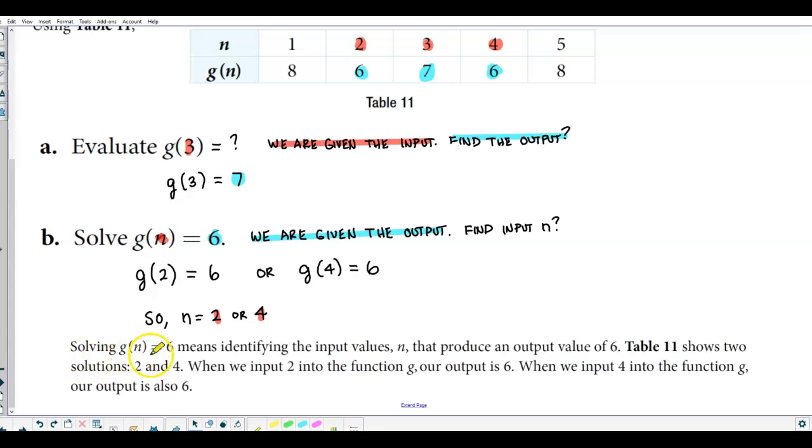So solving g of n equals 6 means identifying the input values n that produce an output value of 6. So table 11 showed us two solutions, 2 and 4. When we input 2 into the function g, our output is 6. And when we input 4 into the function g, our output is also 6.